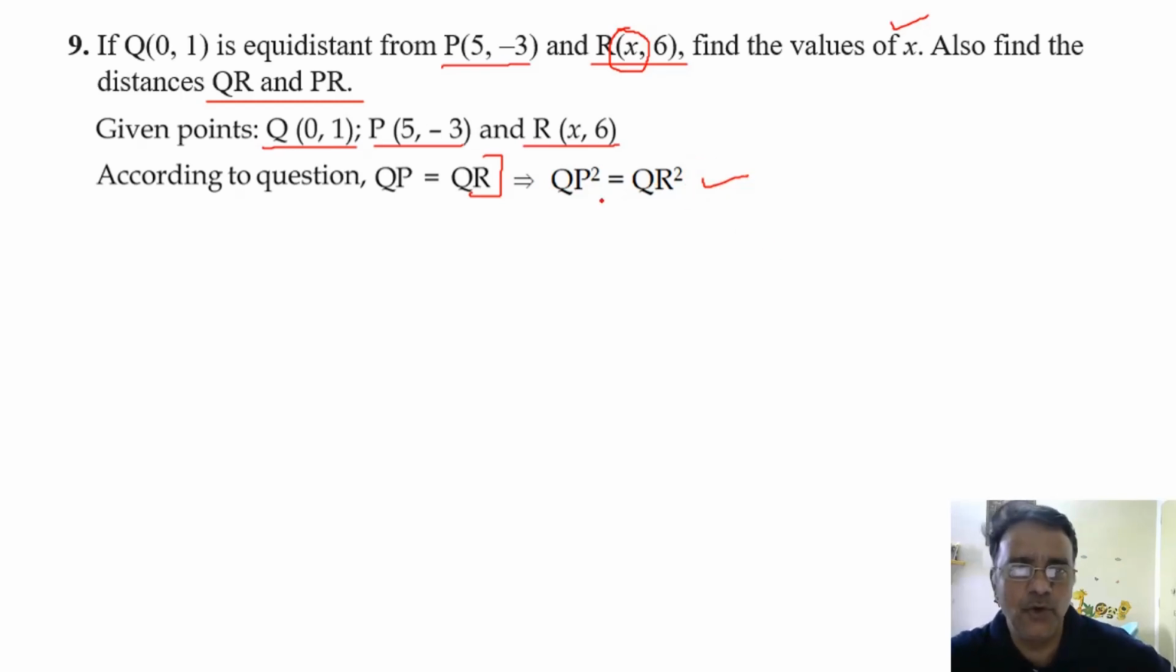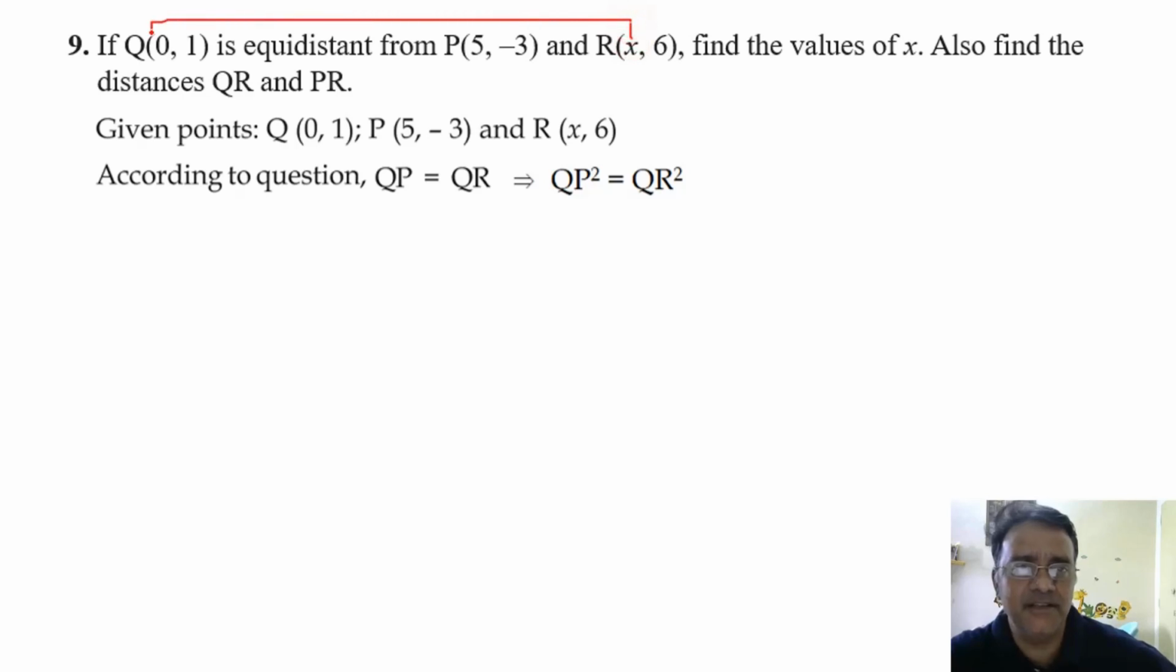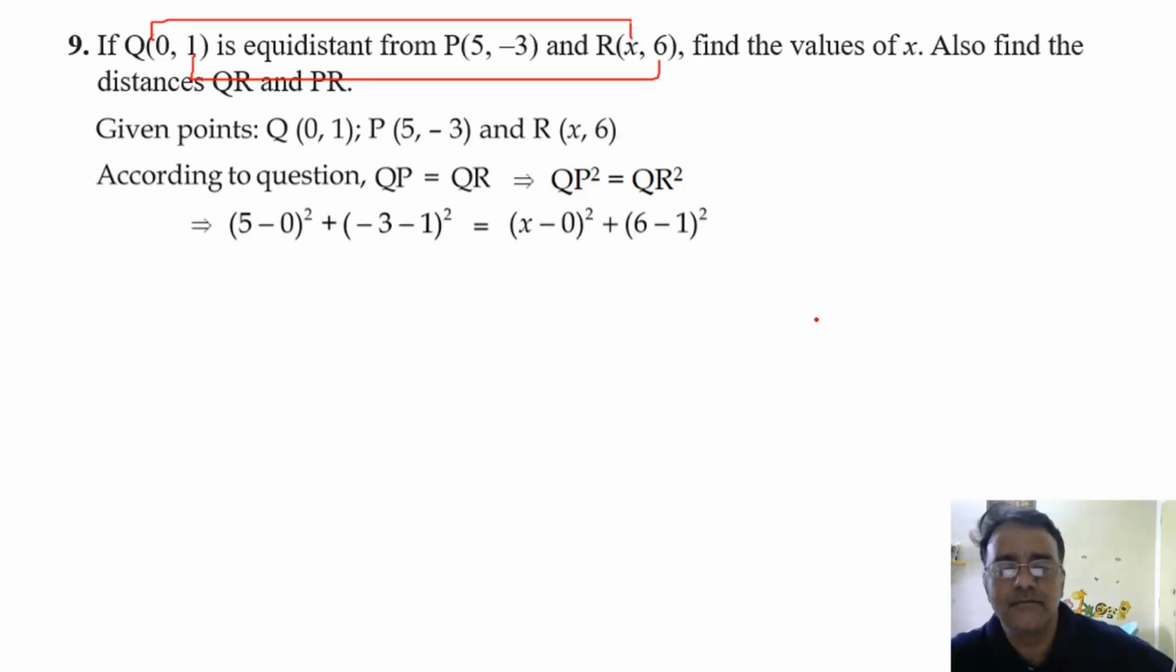चलो QP: (5 minus 0) whole square plus (-3 minus 1) whole square. Right, now QR: (x minus 0) whole square plus (6 minus 1) whole square. So this will become 25, this will become 16, this will become x square and this will become 25.